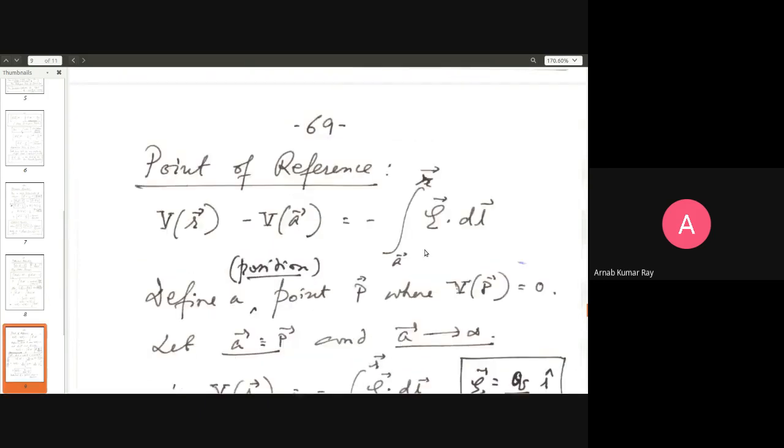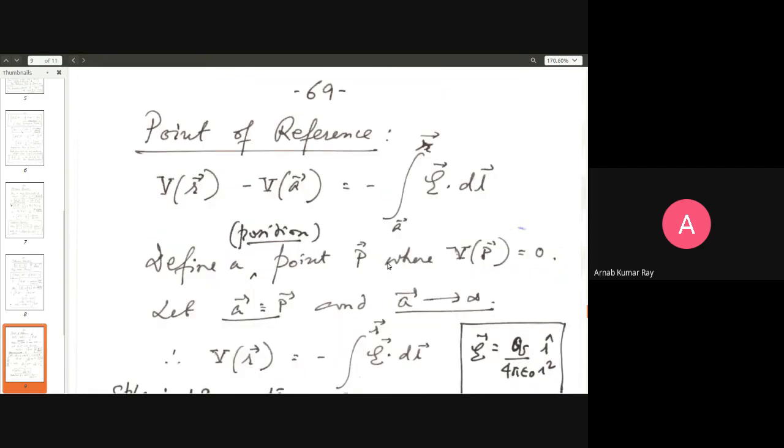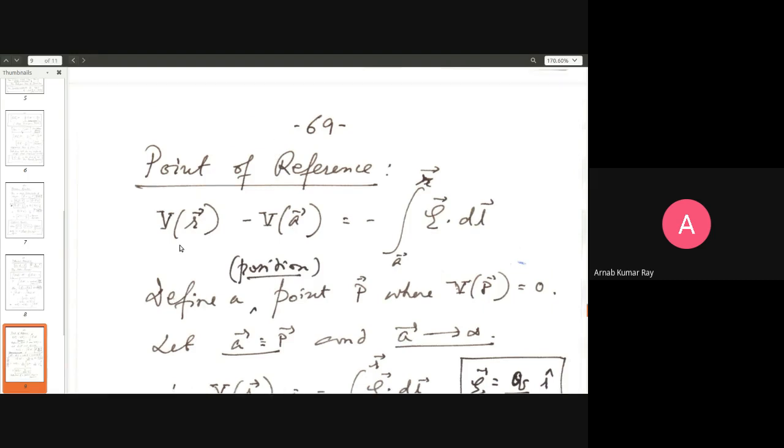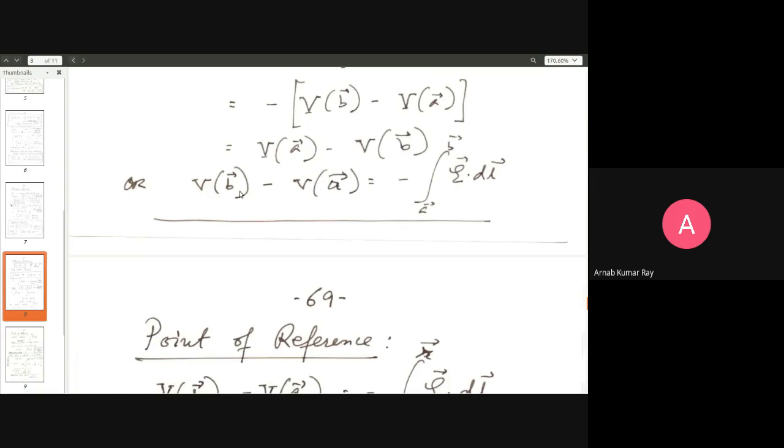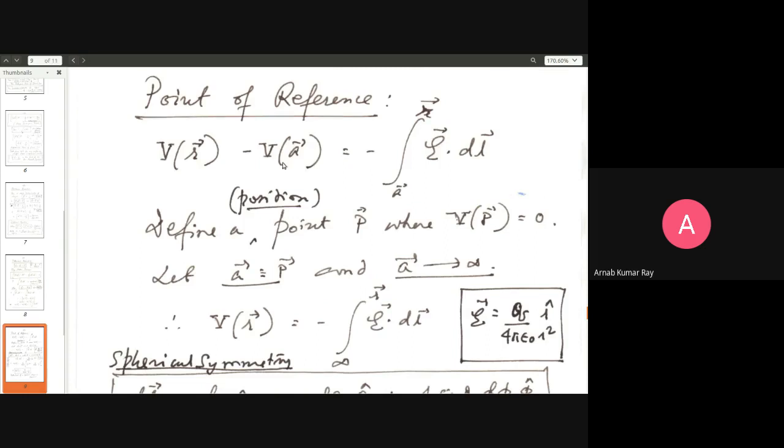Now, follow this point carefully. Do you realize what you're seeing in front of you? VR minus VA is the difference of the potential functions at R and A. I hope you are aware from your school knowledge of electricity and magnetism in the laboratory, if you have worked there, that you'd always be told to measure the potential difference. You are measuring potential difference here, not the actual value of the potential.